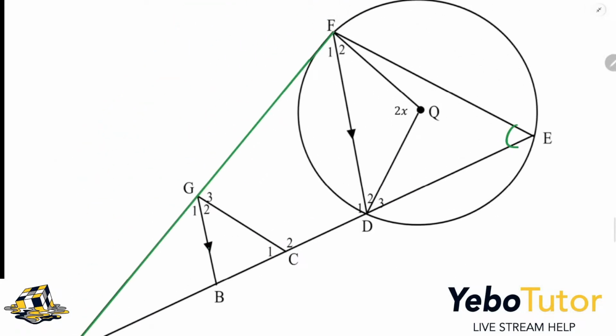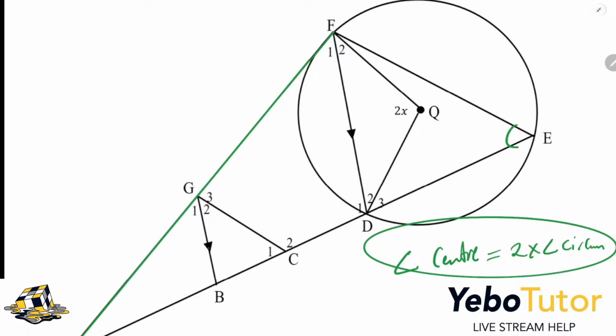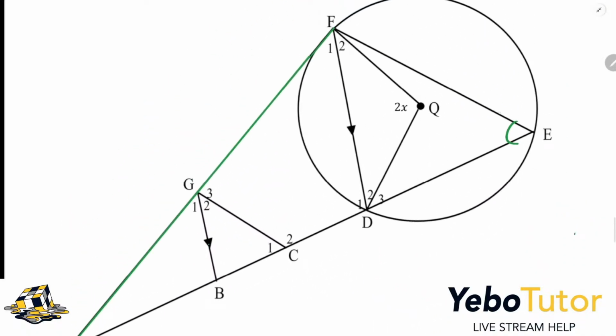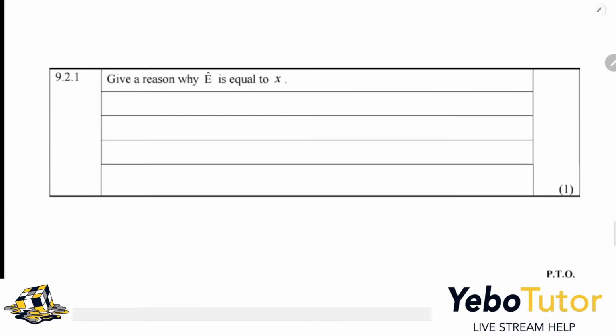Guys, the angle at the center is equal to twice the angle at the circumference. So that's why that angle is equal to x. So we can just say angle at the center is equal to 2 times angle at the circumference. Okay, that's not bad. I'm sure everyone can still realize that one. Because this is 2x, this is definitely going to be x.